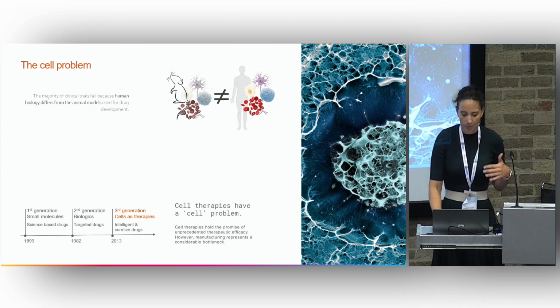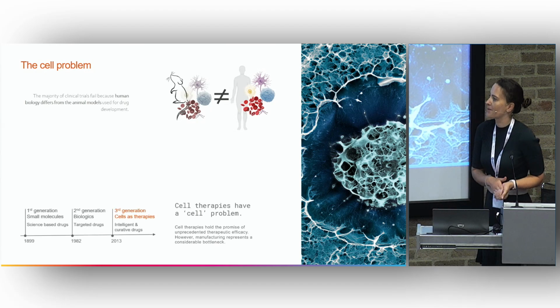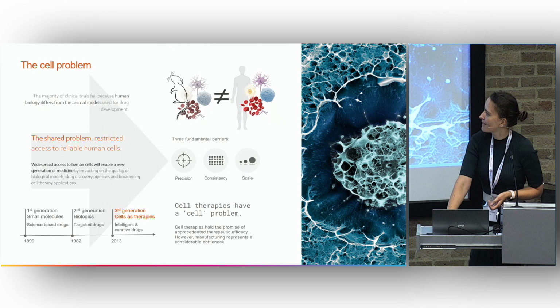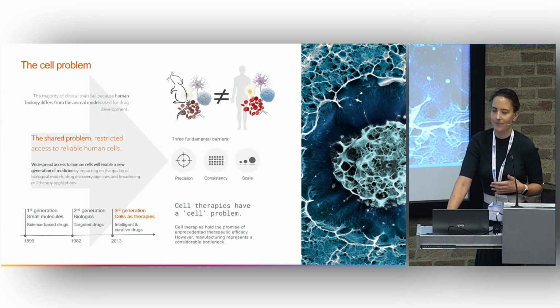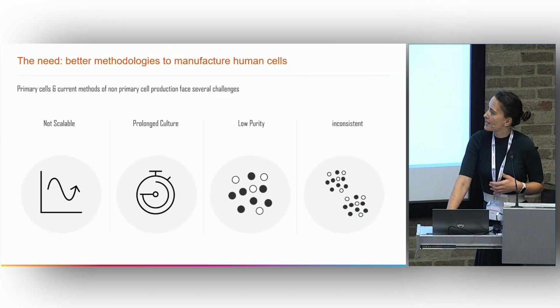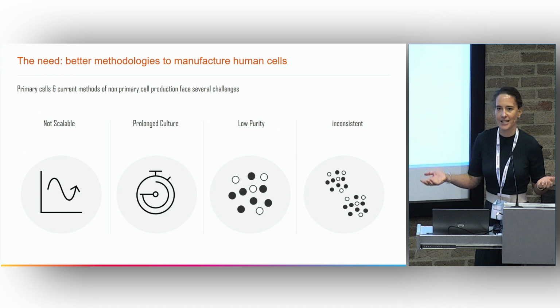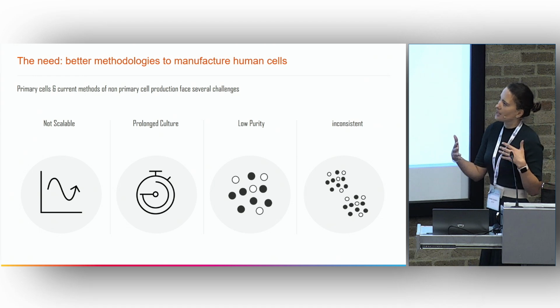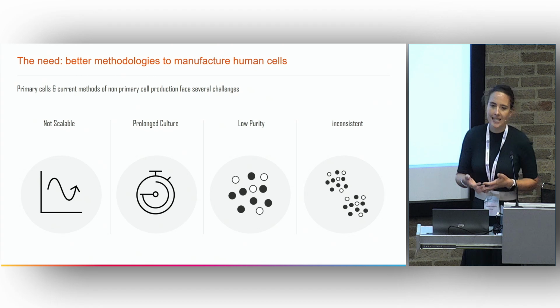There's also a shared problem which comes across with the emergence of cell therapies as well, and that is access to reliable human cells which are scalable and consistent. These mainly come under the banners of needing better methodologies to manufacture human cells, one for research and development and drug discovery, and the other for the potential of cell therapeutics. But we're faced with bottlenecks of scalability.